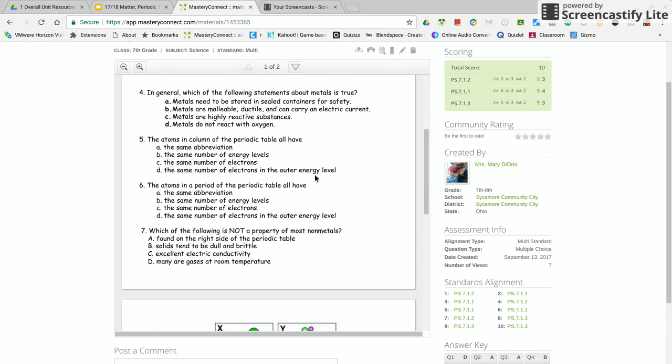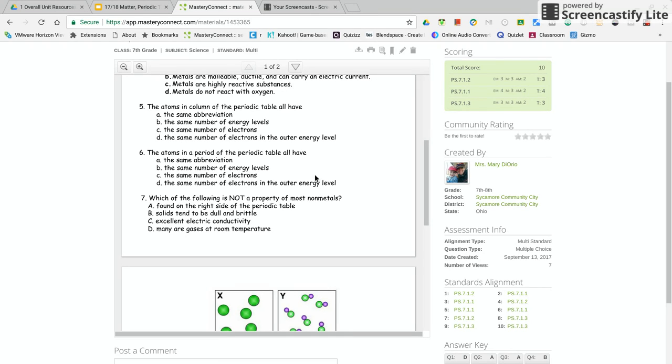And the final question that went along with metals and nonmetals and classifying matter based upon its properties said, which of the following is not a property of most nonmetals? So the correct answer here is they are excellent electrical conductors. Nonmetals are actually found on the right-hand side, so that is a true statement. If they're solid, they tend to be dull luster and they tend to shatter into pieces, meaning brittle, so that was a true statement. And actually, many of them are gases at room temperature. Being an excellent conductor is actually a physical property of metals.